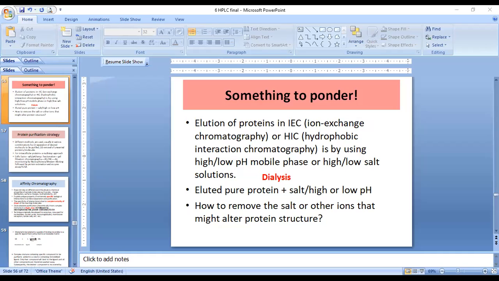Yes, sir. So what we do is we carry out dialysis. What we can do is take the protein sample or the protein component which has come out of the column, and we put it in the dialysis bag. Outside the dialysis bag, we have distilled water. Inside is the sample.